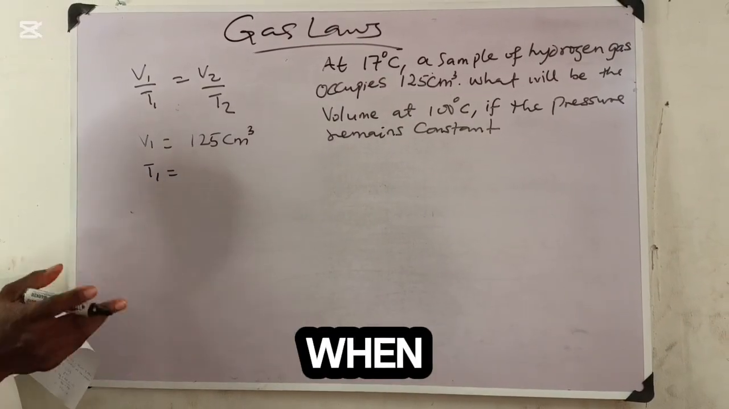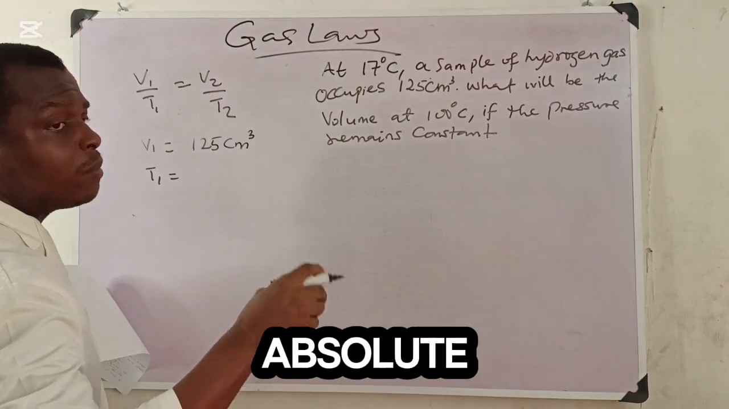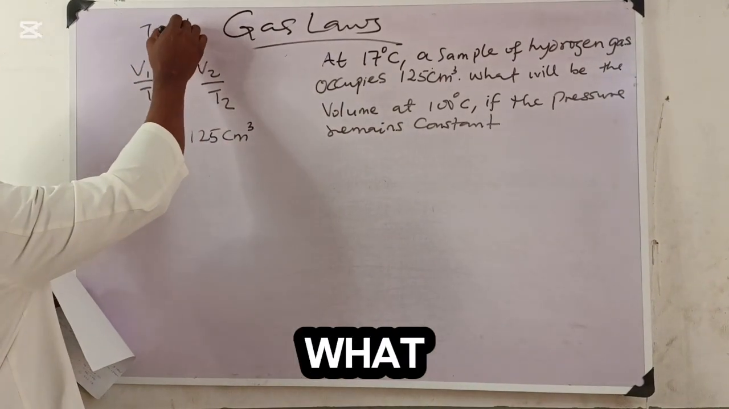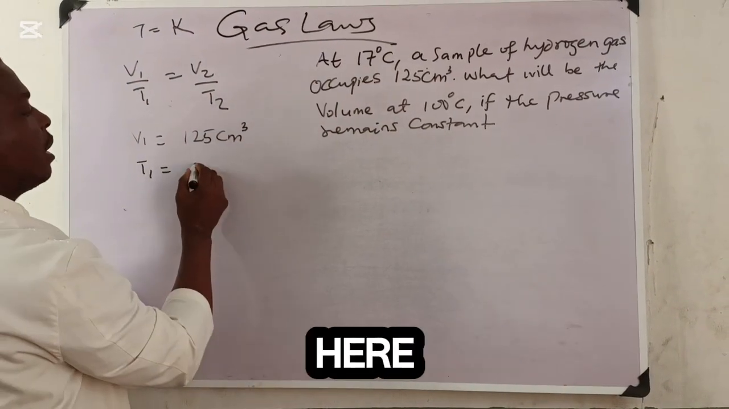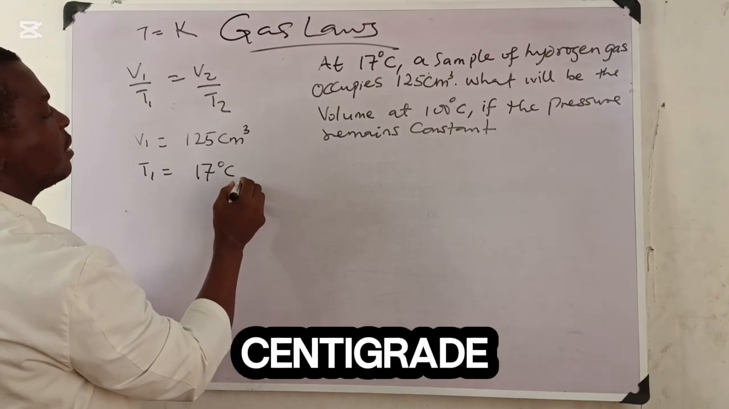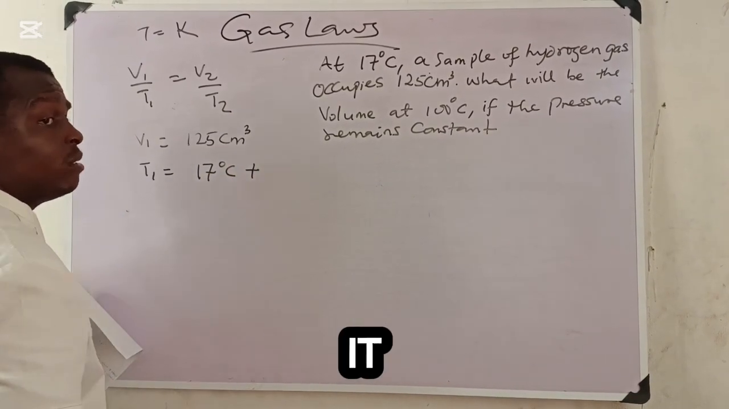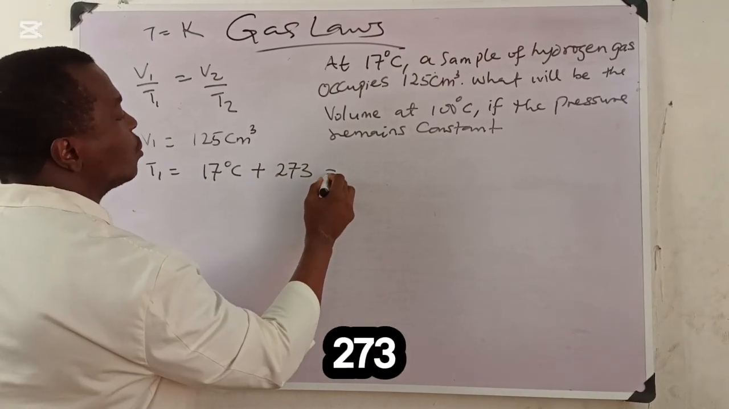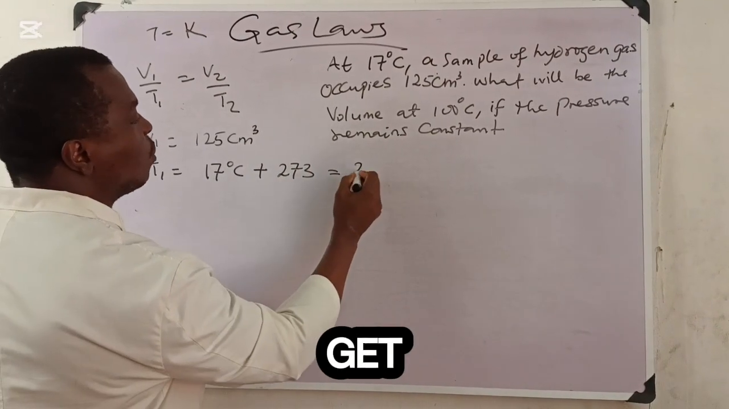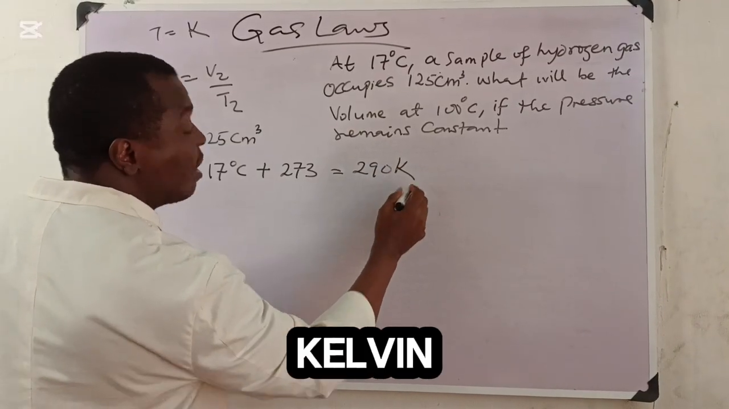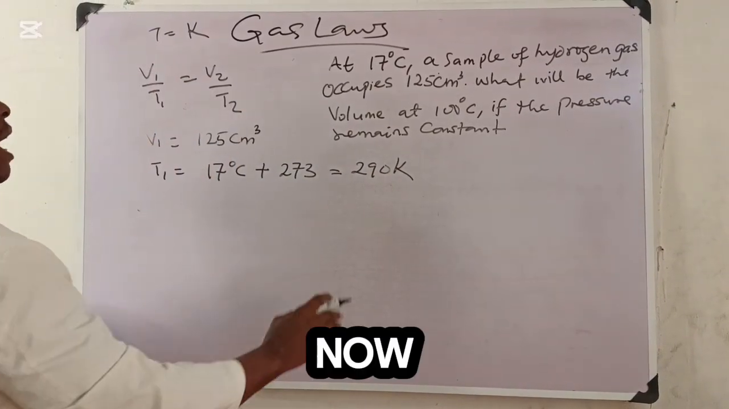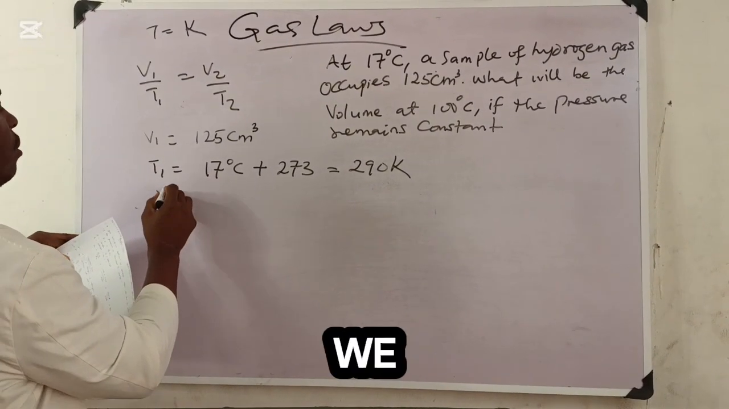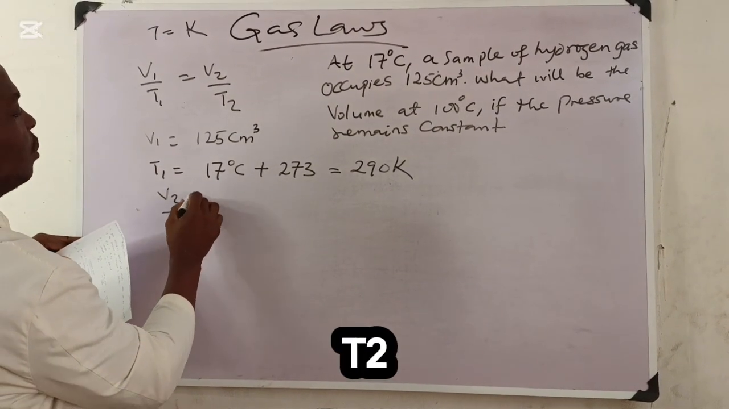But remember that when we defined Charles' law, we said absolute temperature. And absolute temperature is temperature in what? Kelvin. So our temperature here is given as 17 degrees Celsius, and for us to convert it to Kelvin, we have to add 273. So if we add this, we will get 290 Kelvin. Now, we have been able to get our V1 and our T1. So we look for V2 and T2.